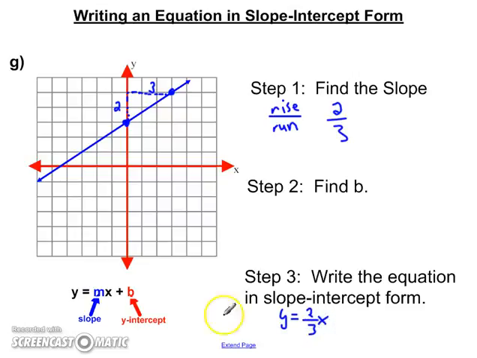My b is where the line crosses the y-axis. In this case right here, that is my intercept, and you'll notice 1, 2, 3, it crosses the y-axis at 3. So my b has to be a positive 3. So here is my equation. This is a line that crosses the y-axis at 3 and has a slope of 2/3. It goes up 2 units for every 3 units it goes to the right.